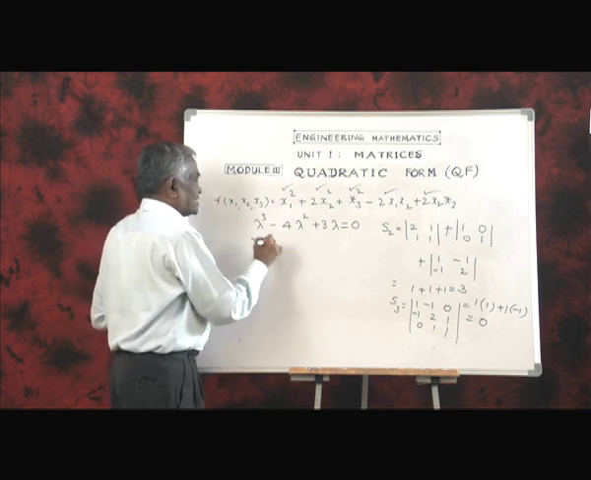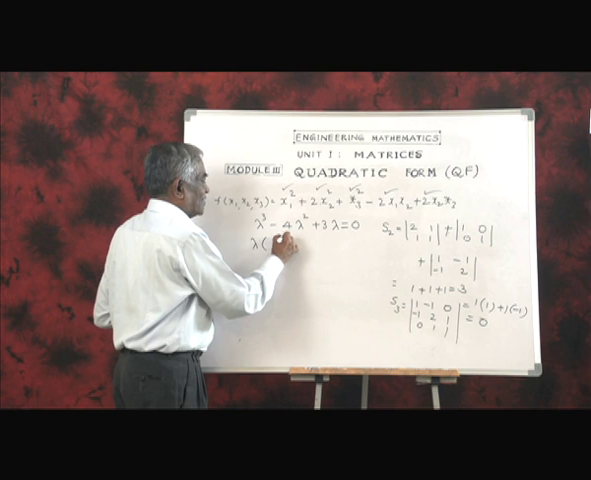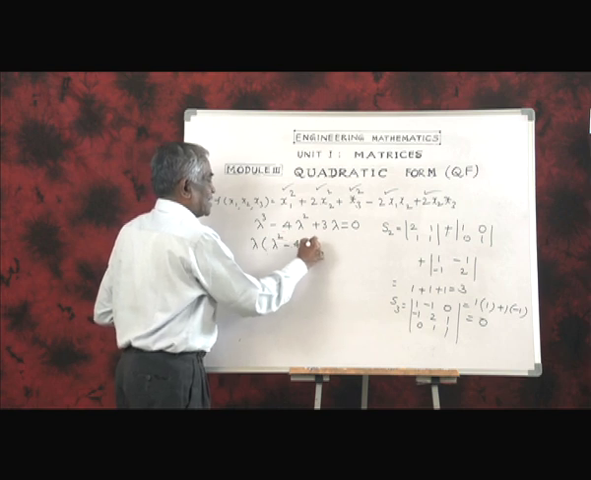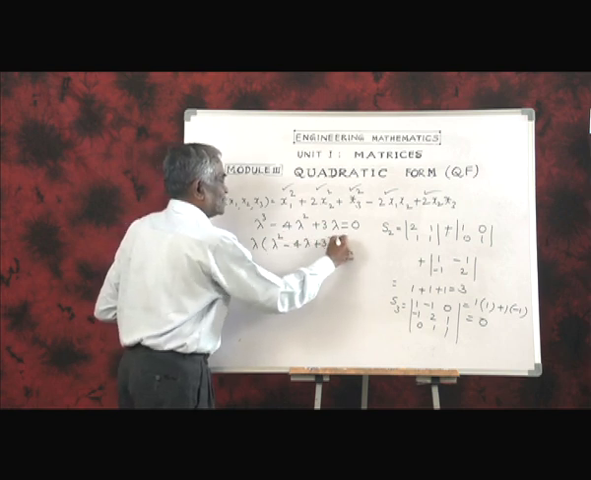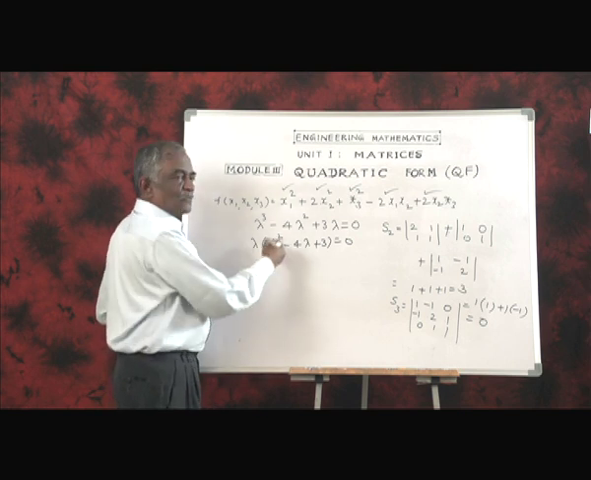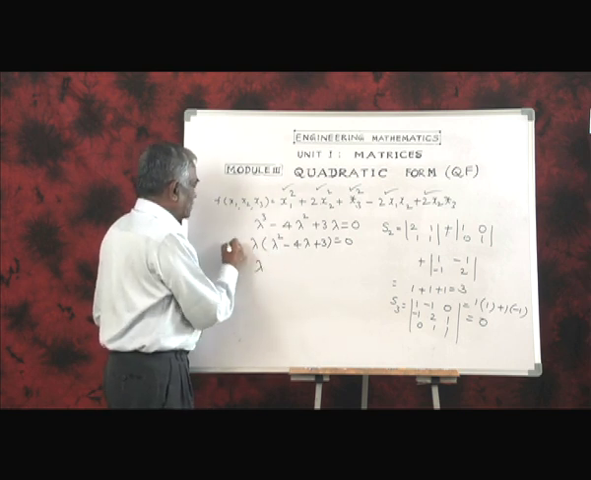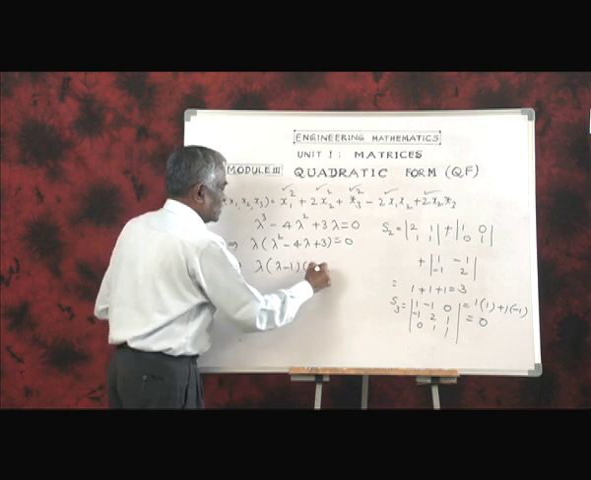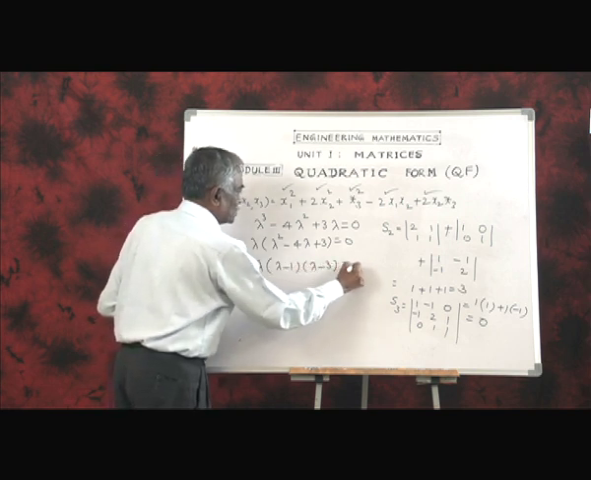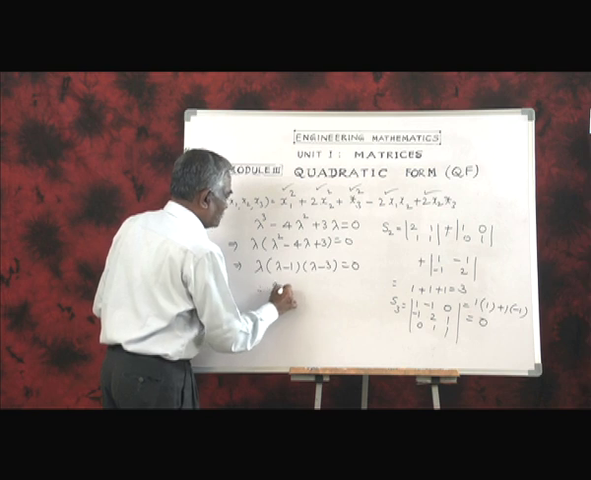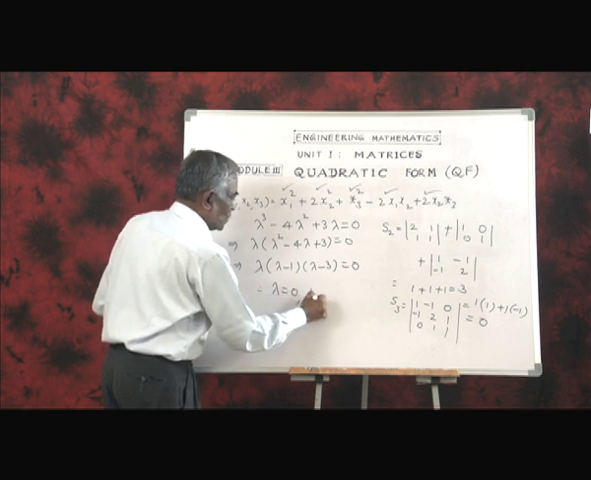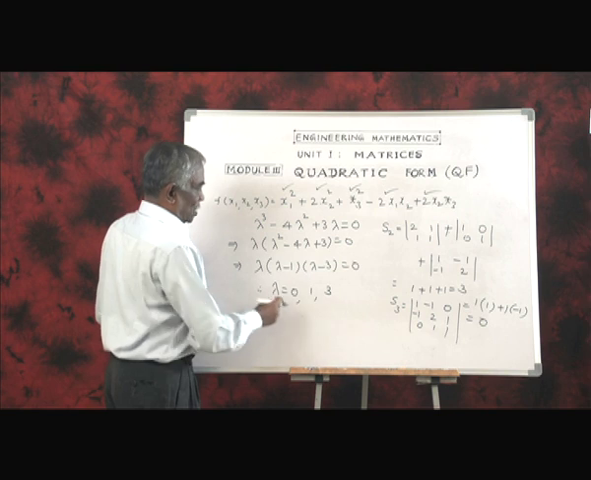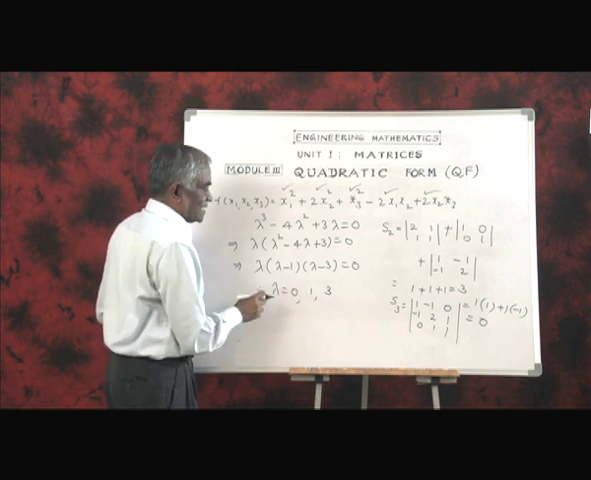So, we take lambda as a common factor. The remaining is lambda square minus 4 lambda plus 3 is equal to 0. It is very easy for you to factorize. So, this implies lambda into lambda minus 1 into lambda minus 3 is equal to 0. So, we got the eigenvalues as 0, 1, 3. You can verify whether we have done correctly or not.